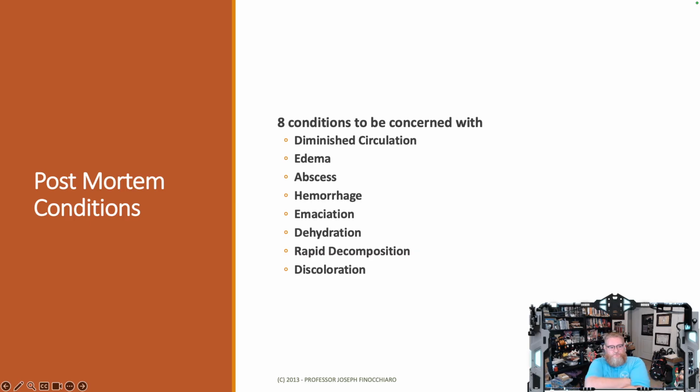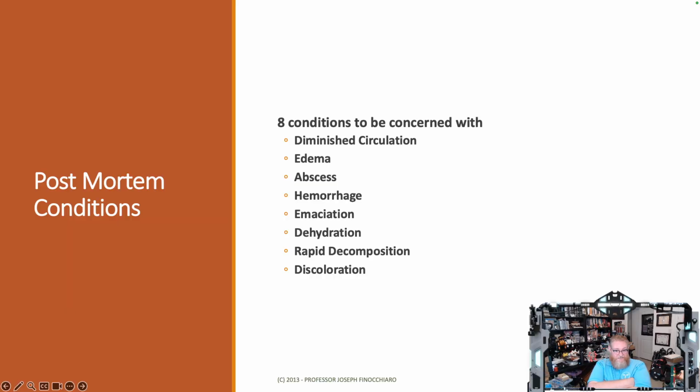So the eight postmortem conditions: diminished circulation. The easiest way to get around that is by using multi-point injection. If it's edema, if you're dealing with anasarca, then that's generalized edema throughout the entire body. You're going to want to inject a proper solution to try to pull some of that out. If it is pitting edema, that will respond better to chemical intervention. If it is solid edema, it will not respond nearly as well.